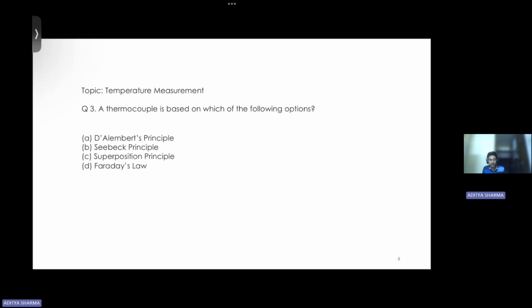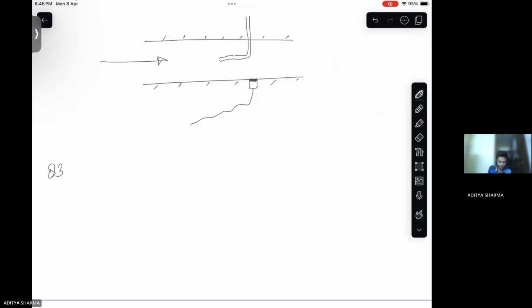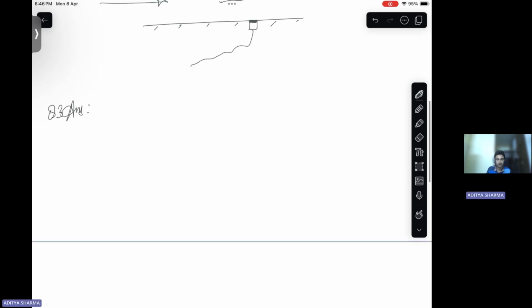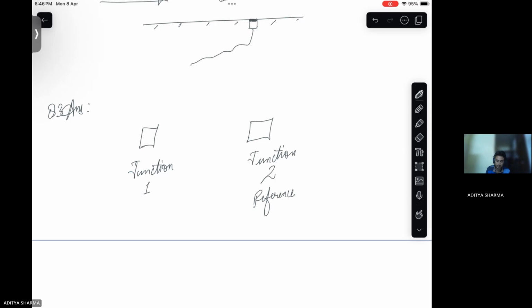So I have already given the answer to this question, but we will discuss this particular effect, right? So now what happens is we have two junctions, or two spots, or two places you call, right? In these two junctions, one has to be a reference junction, right? Let's say the second one is, I'm just drawing a schematic, right?